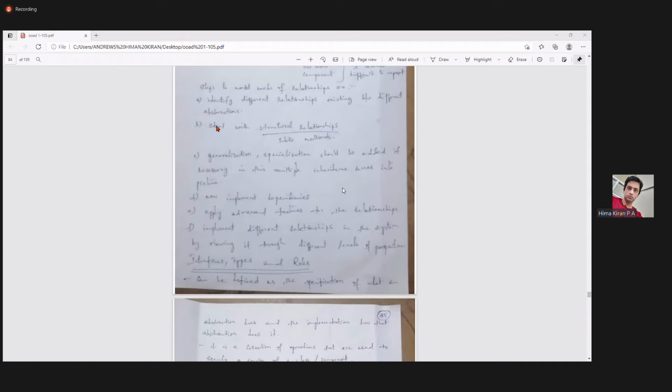Implement different relationships in the system by viewing it through different levels of perspective. Different levels of perspective in the sense, for example, if you are manufacturing a particular PC, your personal computer will be manufactured in different perspectives. First, each and everything will be developed or manufactured separately, and all those things are accumulated or integrated or collaborated with one another in order to get the final design or final product.